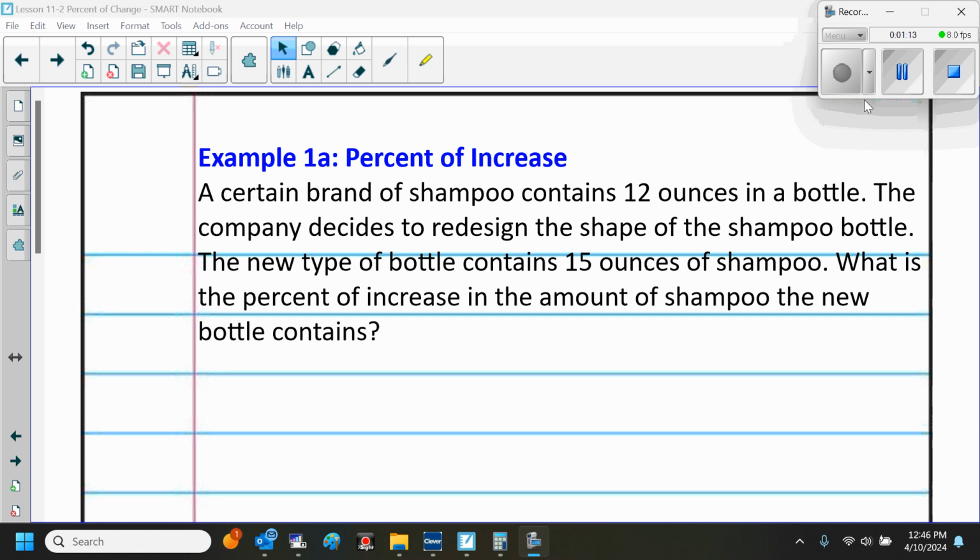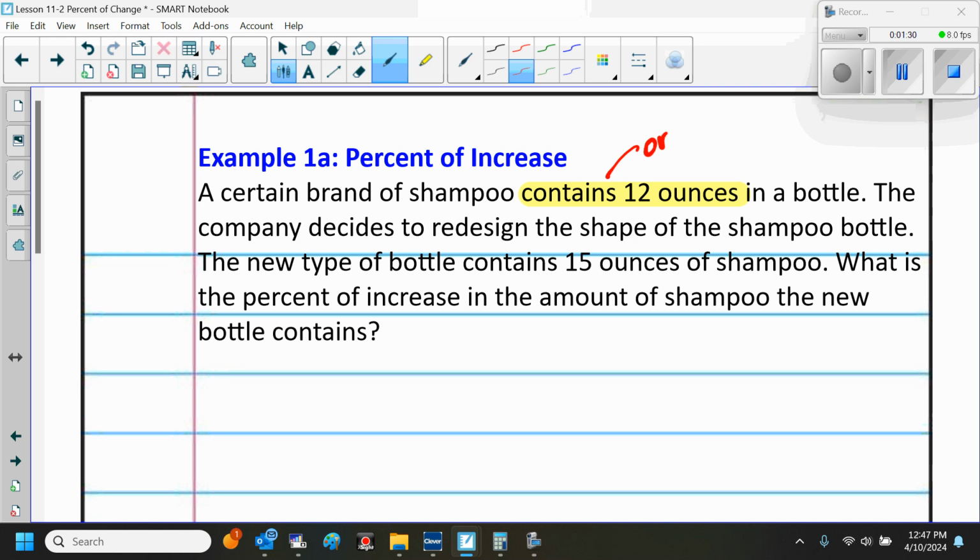So, what is the important information we need to highlight here? It contains 12 ounces. Is that the original or is that the new one? That is the original, right? This is the original. And what else is important here? The new bottle contains 15 ounces of shampoo. So if we're going from 12 to 15, of course, this is an increase. So we're looking for the percent of increase.